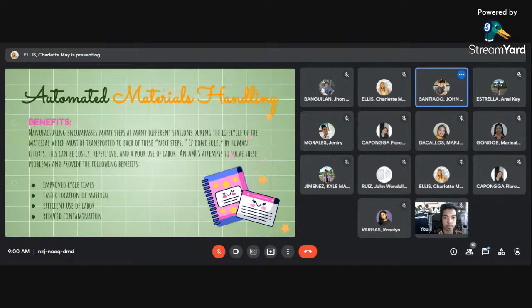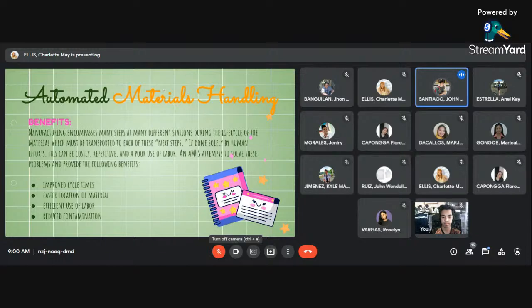Pa-next slide po. So, ang benefit naman nitong automated materials handling, it implements easier location of materials, efficient use of labor, and reduced contamination. So, dito sa reduced contamination, for example, yung isang supply, hindi siya mahalo sa ibang supply. So, parang hindi siya magkakagulo when it comes to storing goods. And of course, the efficient use of labor. So, hindi na siya masyadong kailangan i-manipulate ng tao. Kumbaga, yung system na mismo yung maglalagay ng box papunta dun sa kabilang building.